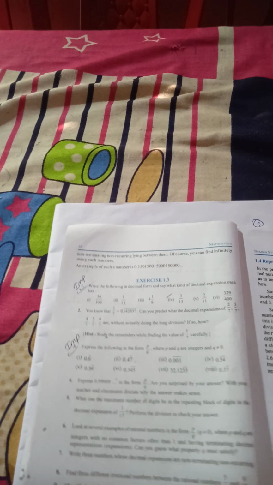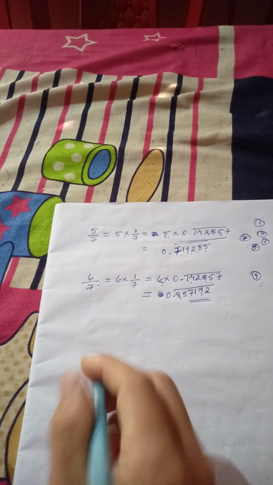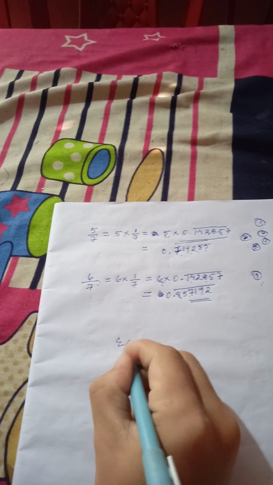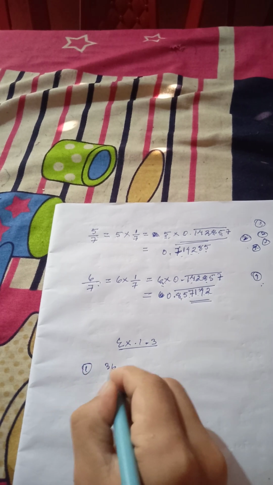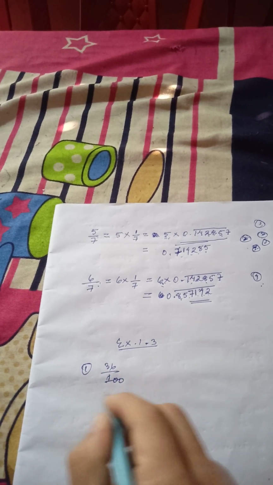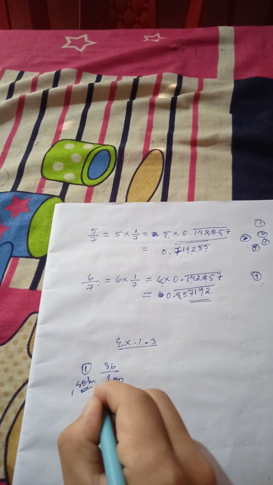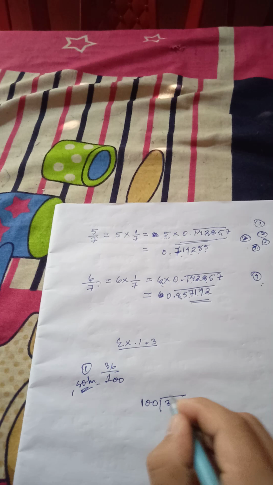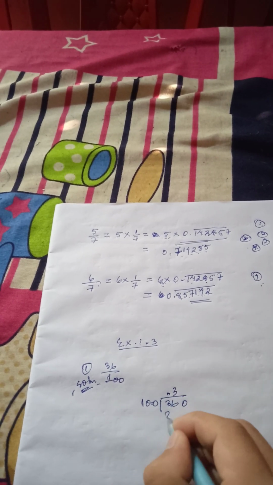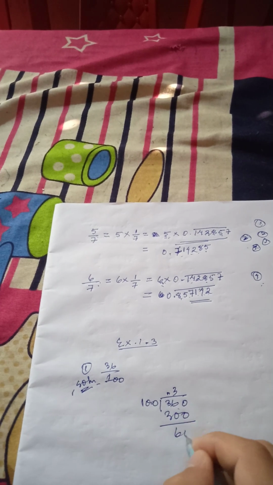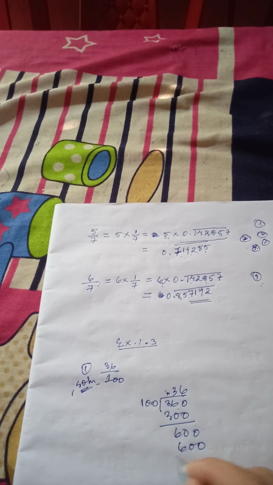36 by 100. Okay, 36 by 100. Here let us write exercise 1.3. So the first question that we have is 36 by 100. Just divide 36 by 100. Let us add one more zero, so 100 times 3 will be 300. Here 60, here at this point, then we can add more zeros. 100 times 6 will be 600.